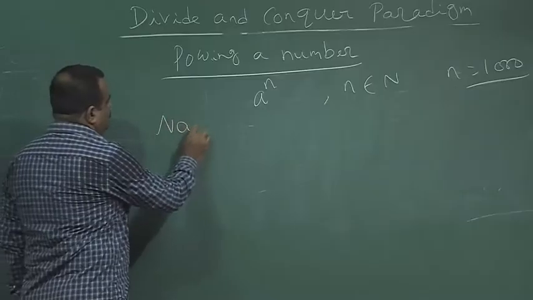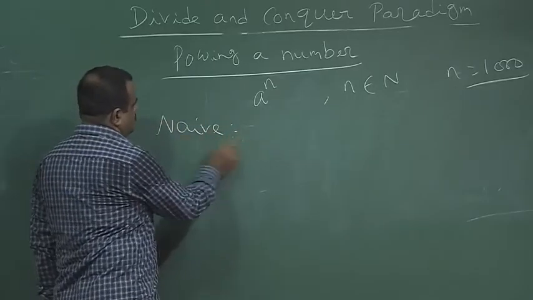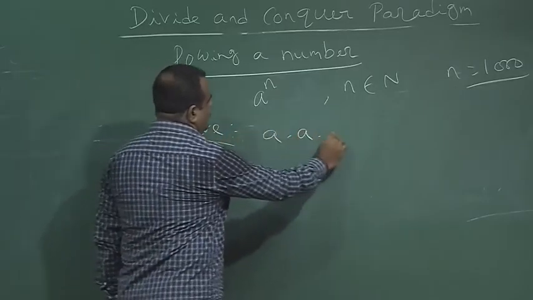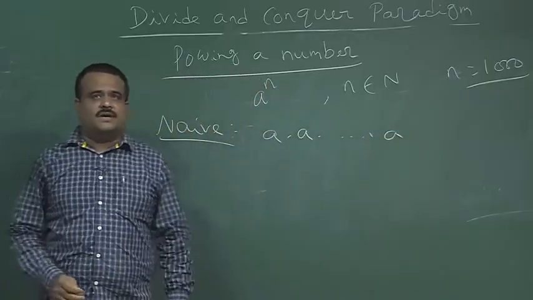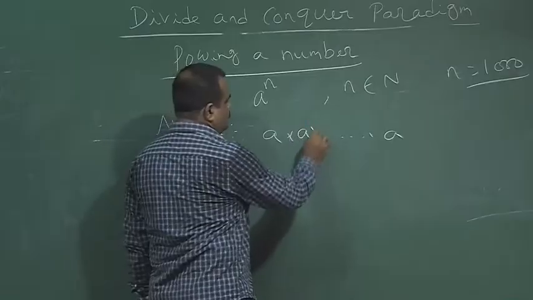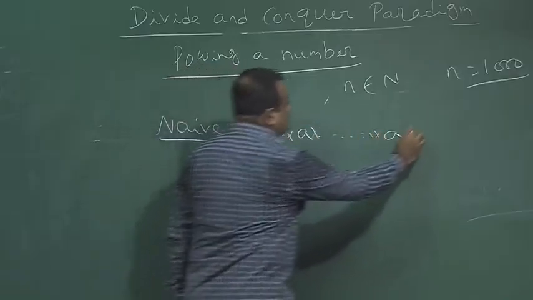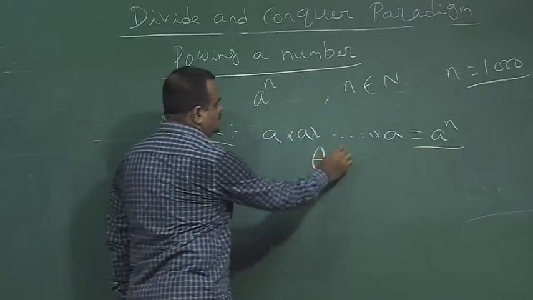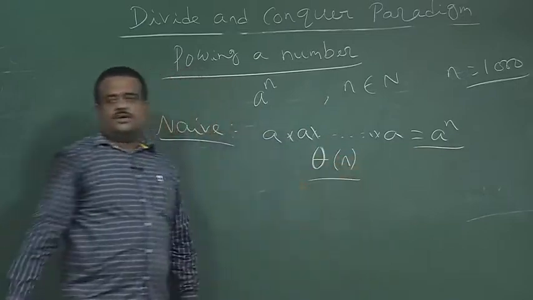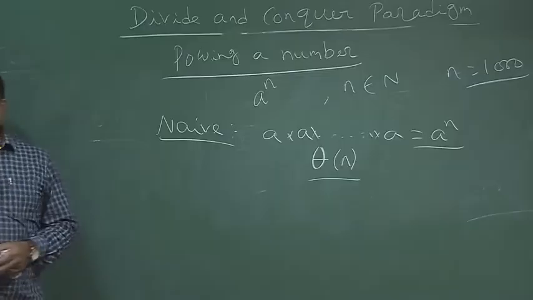The naive approach is to multiply a, n minus 1 times. That will give us a to the power n, but the time complexity of that is basically order of n, because we are doing n multiplications.